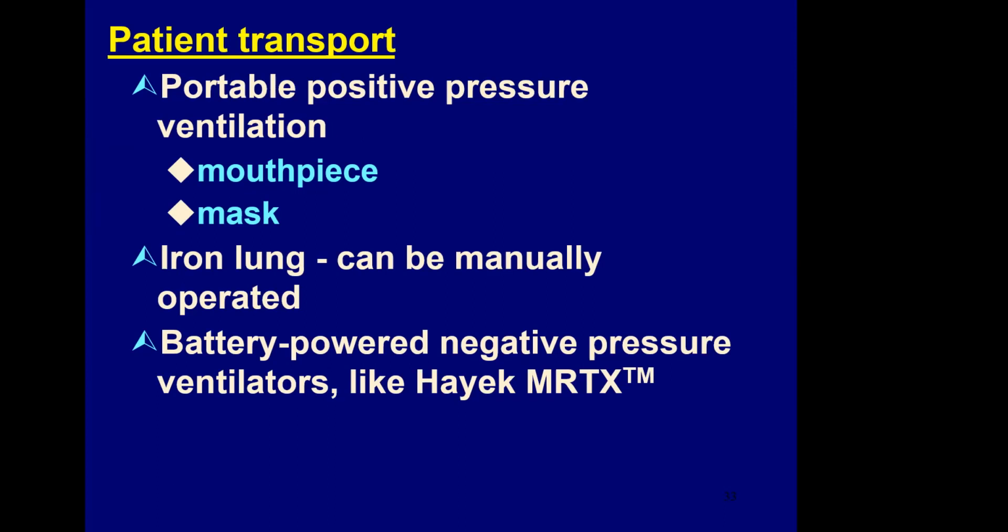Patient transport with these ventilators is easier said than done with the big ones. When the patient is being moved, they may require portable positive pressure ventilation. An iron lung, as I just mentioned before, can be manually operated. Done it. There also, with the Hayek, we can have battery.